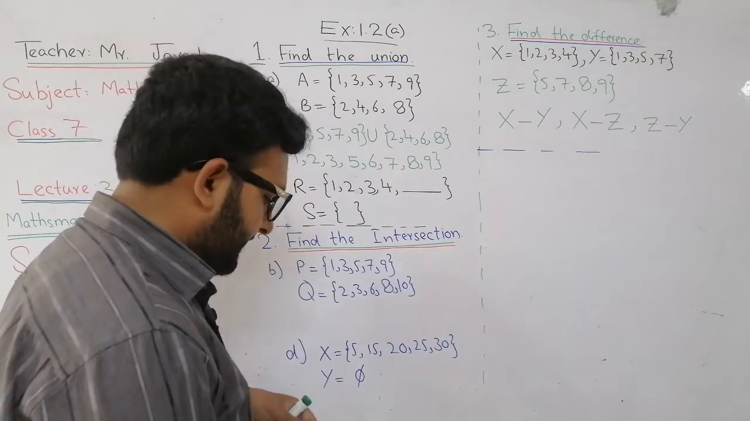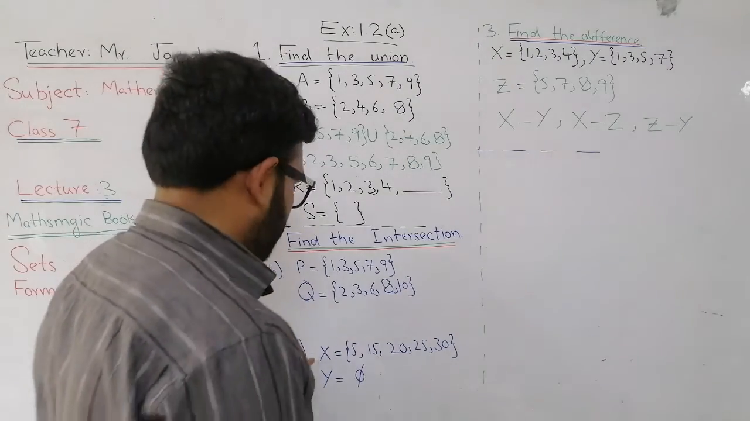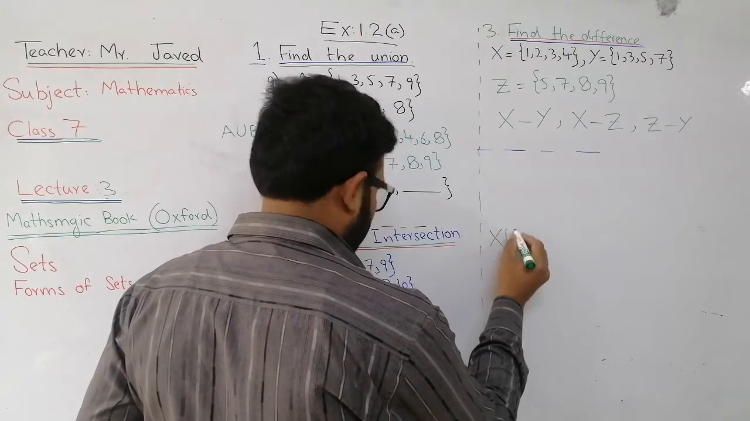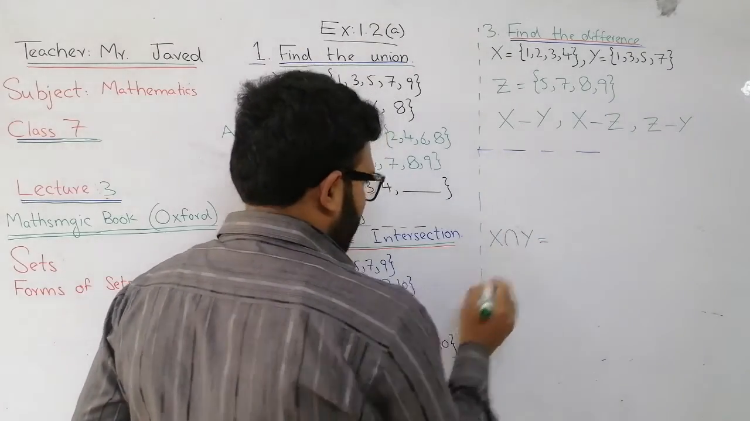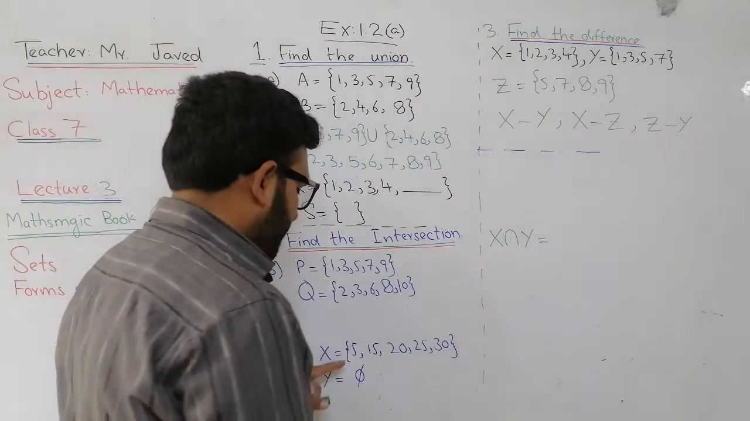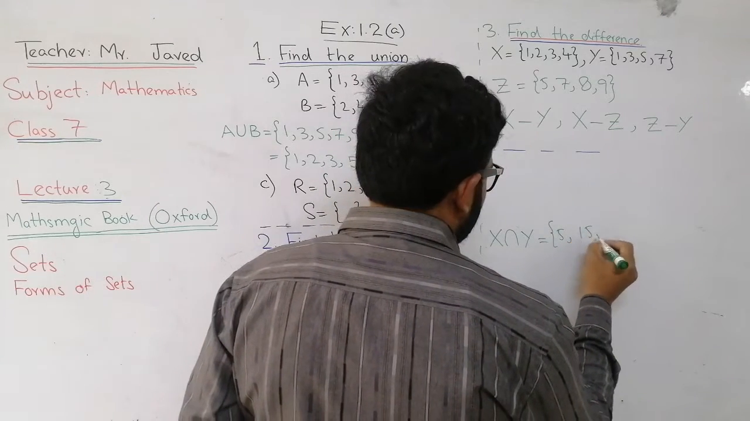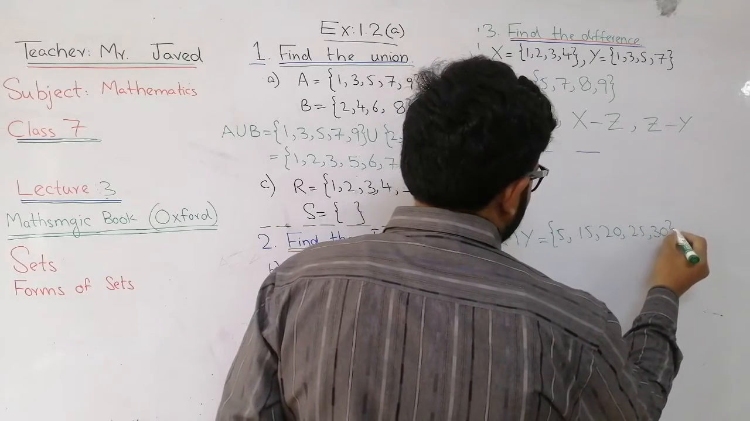Okay, this type of question will come in the paper, so don't be confused while doing these questions. We are doing X intersection Y, because X and Y are the names of the sets, and X is here 5, 15, 20, 25, 30, like this.